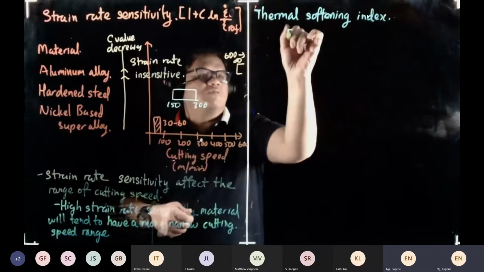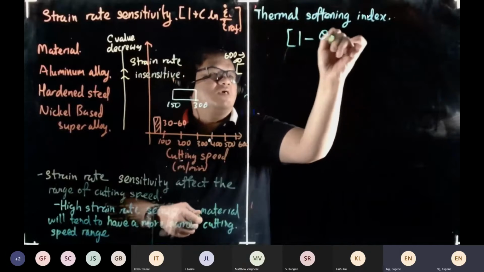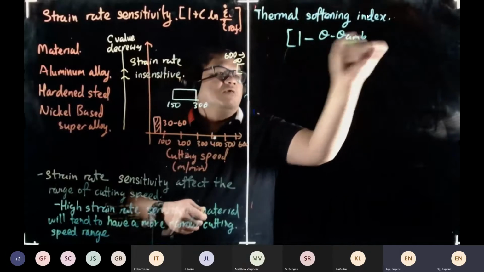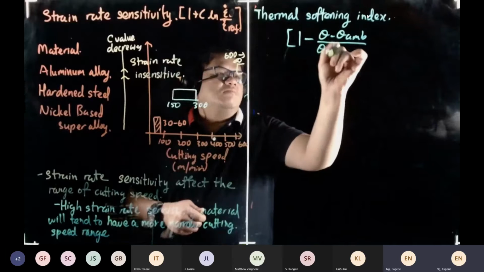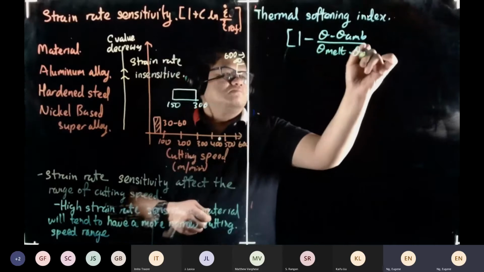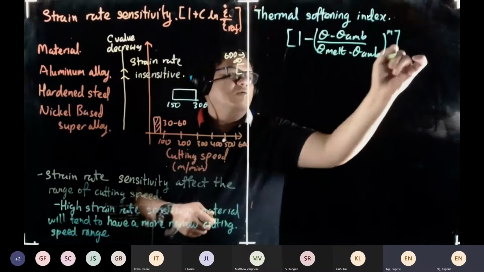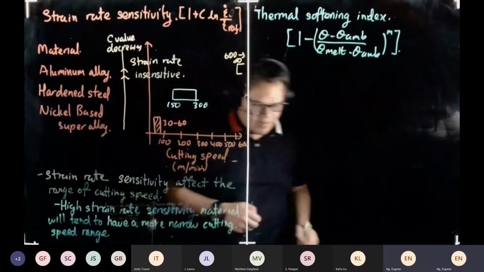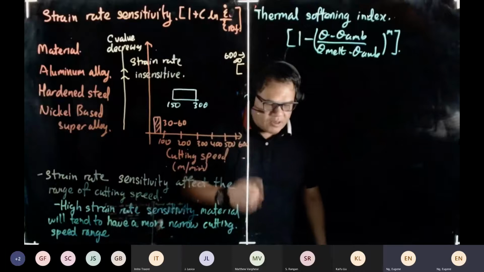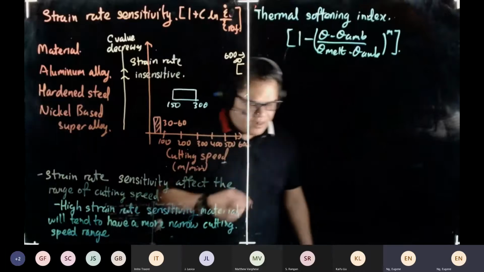And the last one is the thermal softening index. The thermal softening index is 1 minus theta ambient divided by theta melt minus theta ambient, to the power of m. You can remember this.